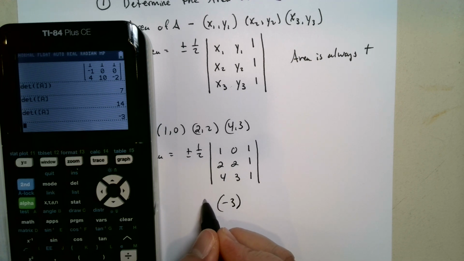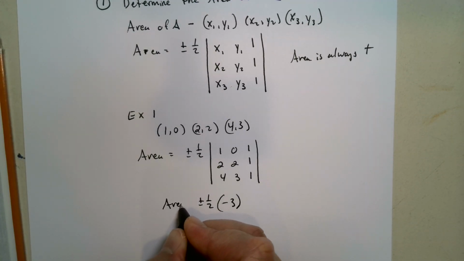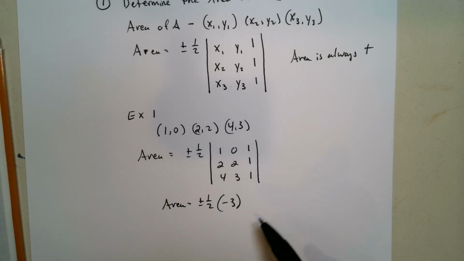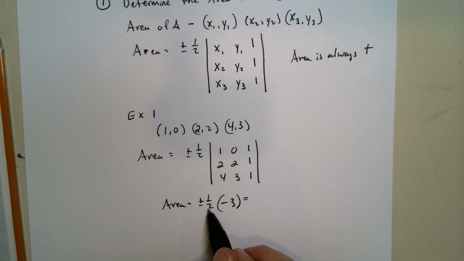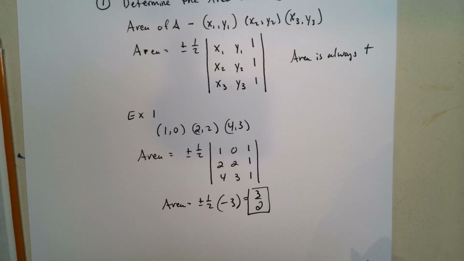And the formula says I need plus or minus 1/2 in front of that. And so this is supposed to be the area of the triangle formed by (1, 0), (2, 2), and (4, 3). And so we can't have a negative area. So I'm going to use -1/2 times -3 and my area would come out to be positive 3 over 2.